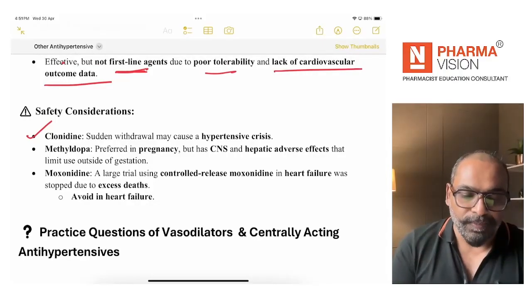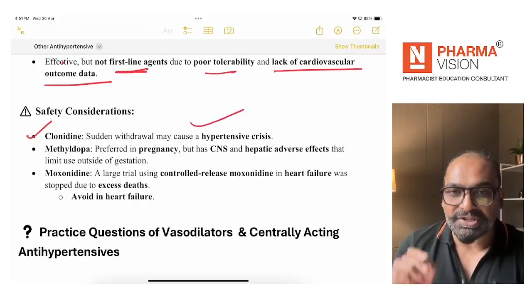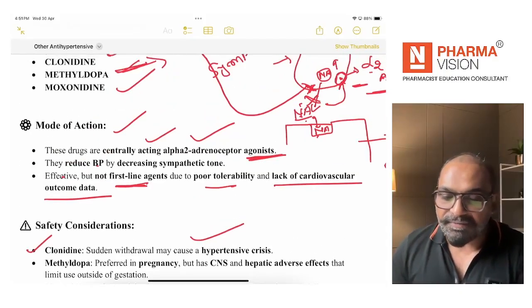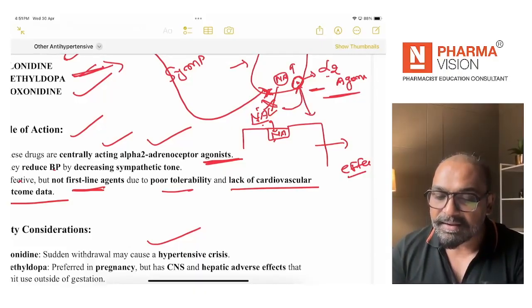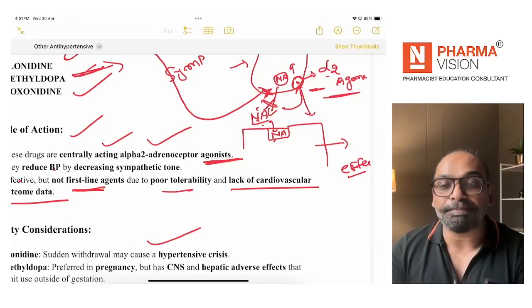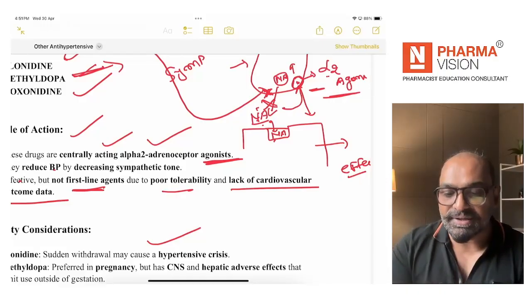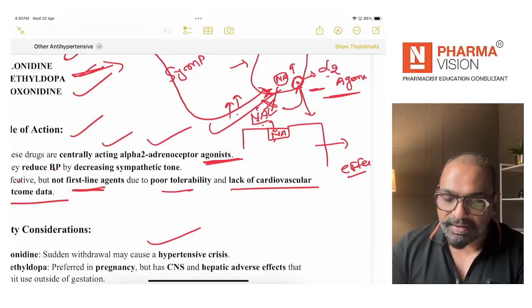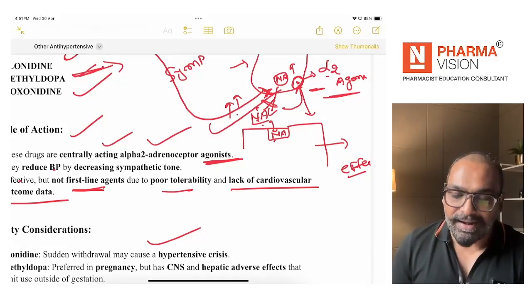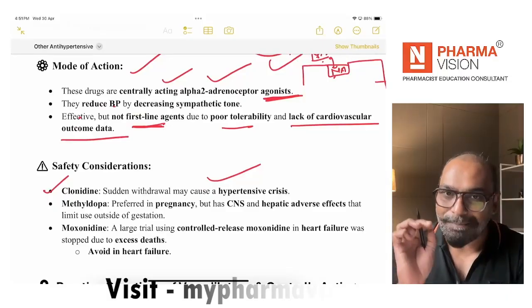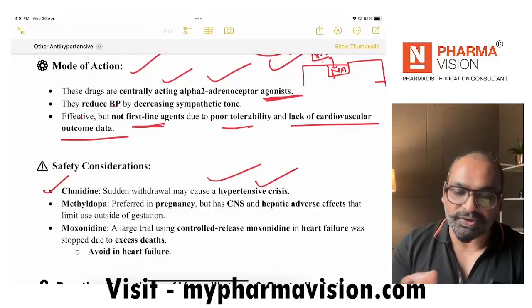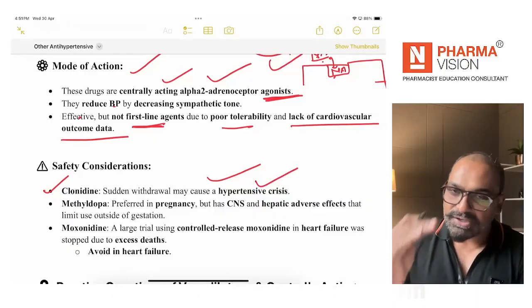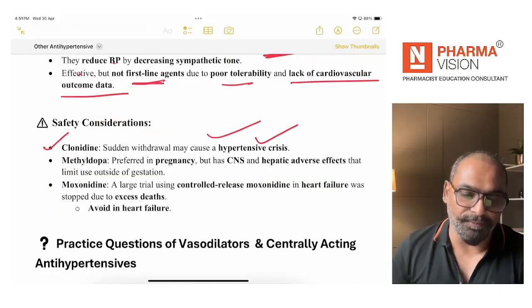Clonidine: sudden withdrawal may cause a hypertensive crisis. What happens if we withdraw this medication suddenly? That can create a positive feedback mechanism, and a significantly high amount of noradrenaline can be released, and due to that significant noradrenaline release it can cause rebound hypertension or hypertensive crisis. That kind of problem could be possible with sudden withdrawal of clonidine. So clonidine needs to be withdrawn gradually.